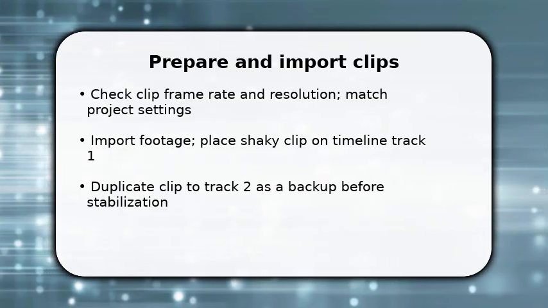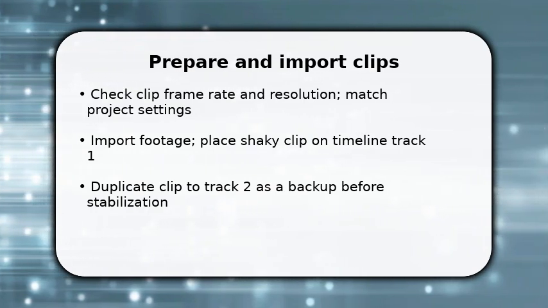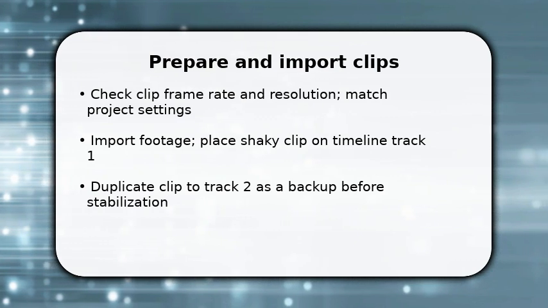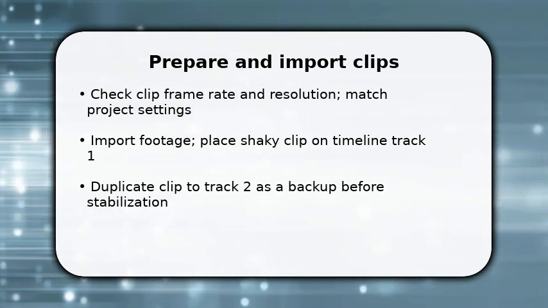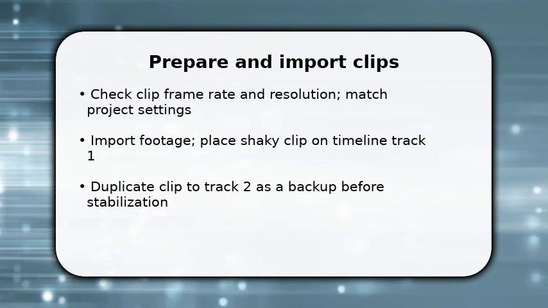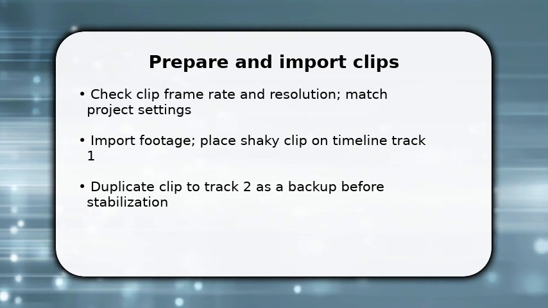You start by matching your project to the footage so Filmora applies stabilization correctly. Once done, import and drop the shaky clip on the main timeline. Make sure to duplicate that clip to a second track as a non-destructive backup. This gives you something to revert to if the stabilizer oversmooths.